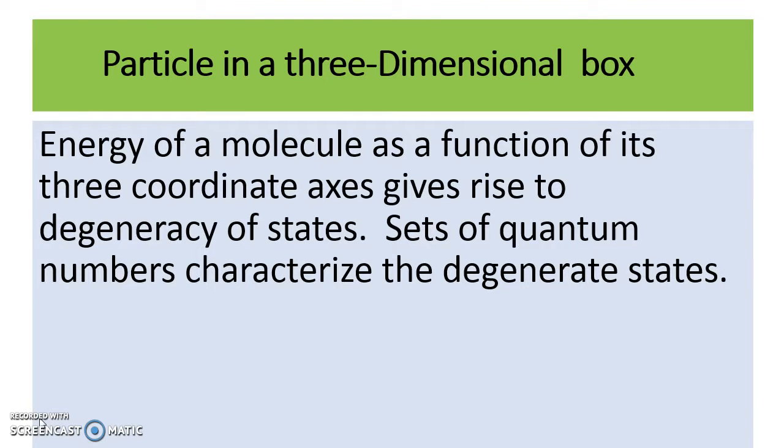The next one is a particle in a three-dimensional box, which defines the energy of a molecule as a function of its three coordinate axes, and in this case the property that we get is the degeneracy of states, which are basically nothing but sets of quantum numbers which give rise to different energy states but with the same energy, and those energy states are known as degenerate states.